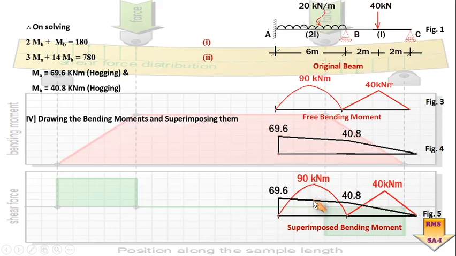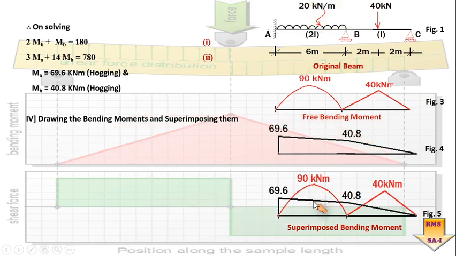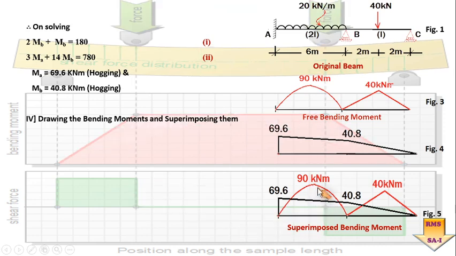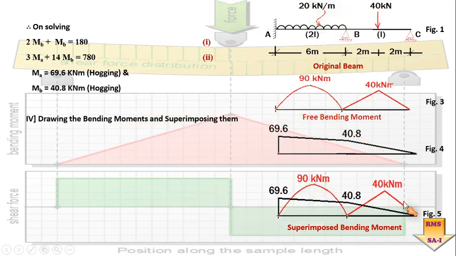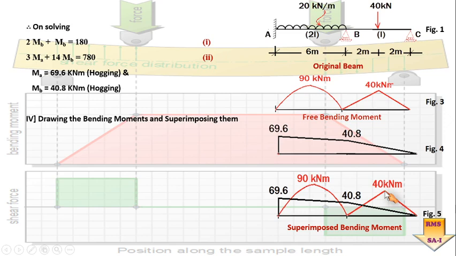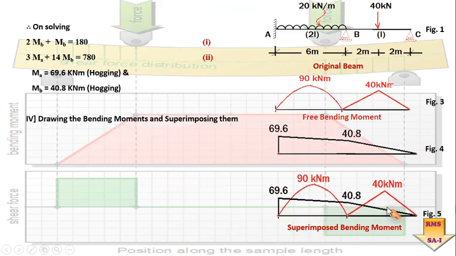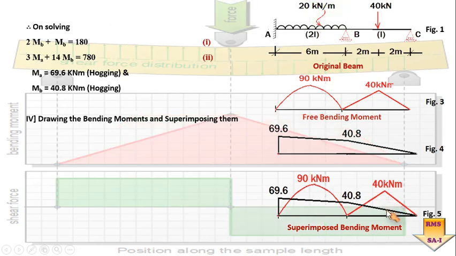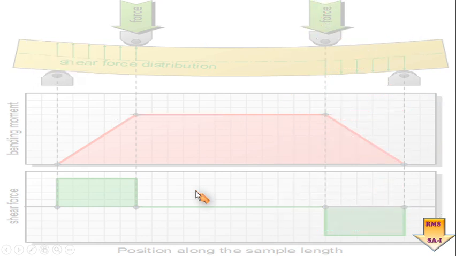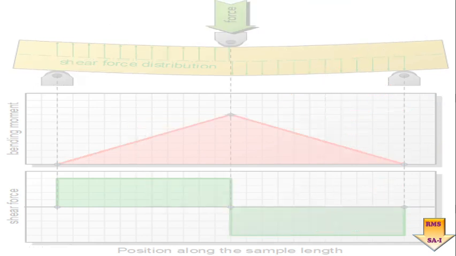Is it okay? So this value minus this value will give you the resultant bending moment at the center of this particular span. Similar is the case with the other span BC. This is going to be the resultant bending moment about the center. So this is how we have to analyze when one of the ends is a free end.